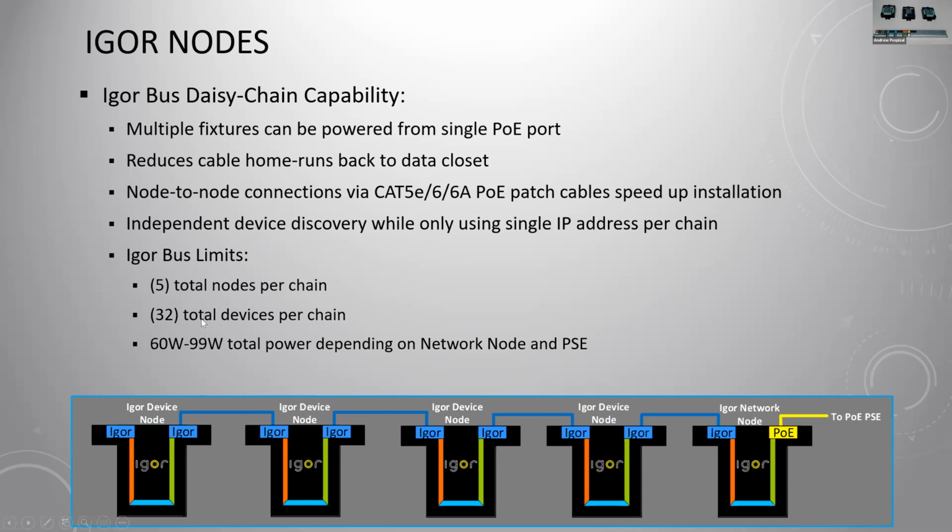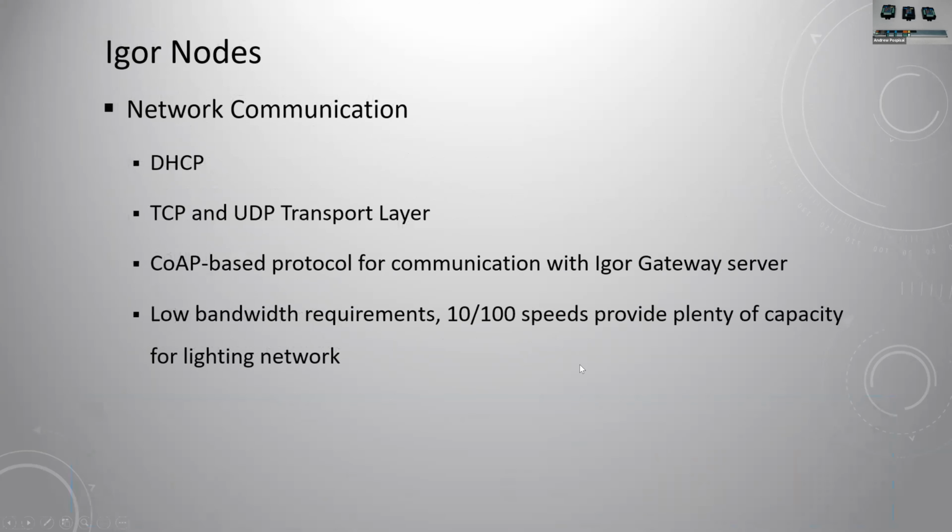And so, a kind of summary here at the bottom: there's a limit of 32 total devices on a chain, where a device is any light fixture or any sensor connected to it. So 32 is quite a bit to try and pack on all these nodes. As I mentioned before, you're probably going to hit your power limit before you hit that limit anyway, and so you've got 60 to 99 watts of total power available, depending on whether your network node is a Rev 5 or Rev 6, and the PoE power supply powering that network node.